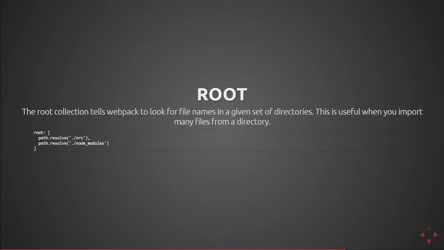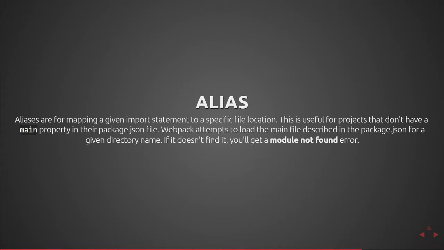This means I can access files within either of those directories via a relative URL, and Webpack will find those files in those directories. Next, we have the alias. Aliases are for mapping a given import statement to a specific file location. This is useful for projects that don't have a main property in their package.json file. Webpack will attempt to load the main file described in the package.json for a given directory name. If it does not find that file, you'll get a module not found error. Using alias, you can tell Webpack where that file should be found within the given directory.